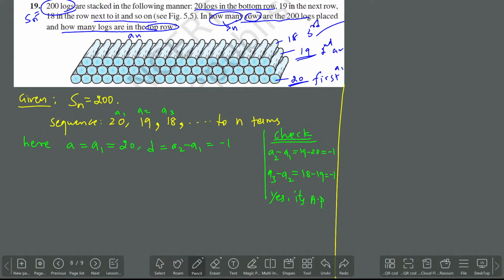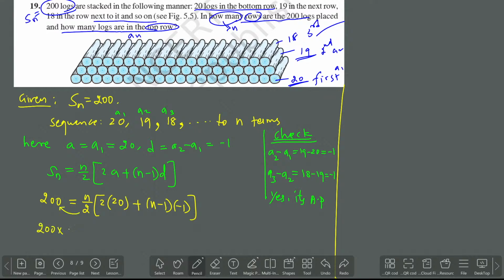Right. Now I am going to use the Sn formula: n by 2 into 2a plus (n minus 1) into d. I'm going to use this. Shall we start? Sn what is given? 200. N value we have to find. 2 times a value we know, 20, plus n value need to find, n minus 1, d value minus 1. Now this 2 you can send opposite. 2 in 200, into 2, which is equal to n into 2 into 20, is it 40? Okay, 40.